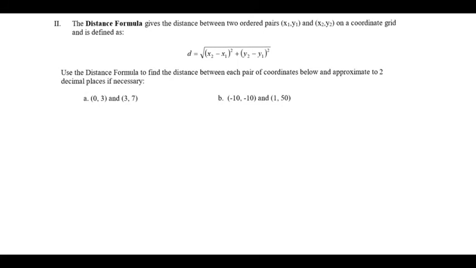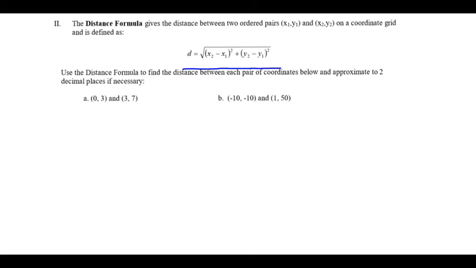Our next application with radical equations is the distance formula. And the distance formula will give us the distance between two ordered pairs on the coordinate plane. And your formula is d is equal to the square root of x2 minus x1, which are just subscripts to differentiate between the two x variables. So you subtract them and you square them, plus the y variables subtracted and squared.